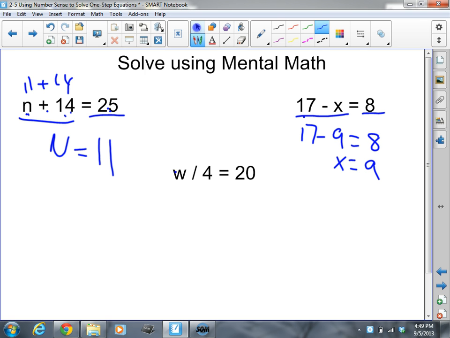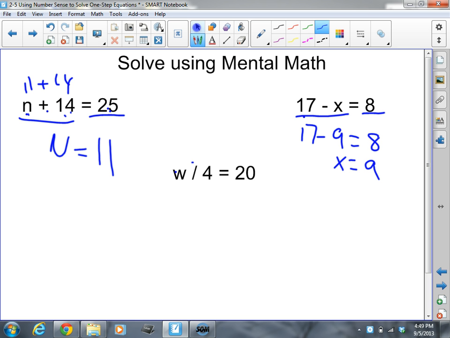Finally, this last one, w. Remember this is the sign for divide by. w divided by 4 equals 20. So what divided by 4 equals 20? Ooh, well, that's got to be a really big number, right? Because it's division. So let's do 200. 200 divided by 4 is still a big number.